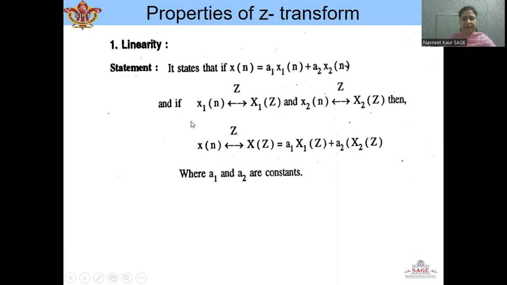According to the linearity property, if x1(n) has Z transform X1(z) and x2(n) has Z transform X2(z), then the Z transform of A1 x1(n) plus A2 x2(n) will be A1 X1(z) plus A2 X2(z). That means if two signals are multiplied by constants A1 and A2 and are added, then their Z transform will also be multiplied by the same constants A1 and A2 and both will be added.